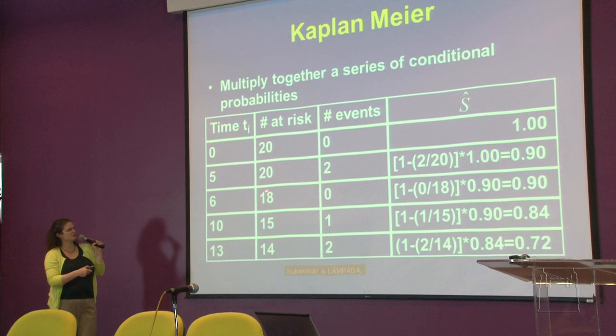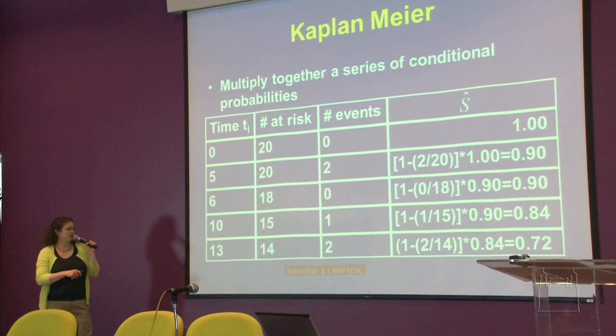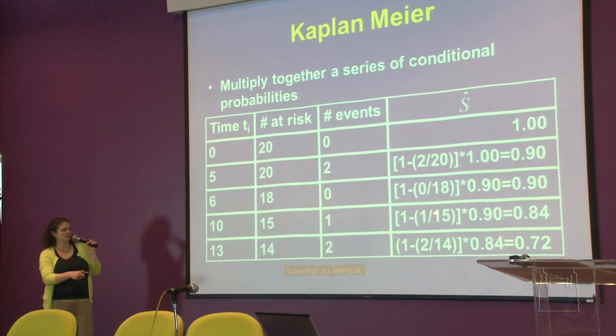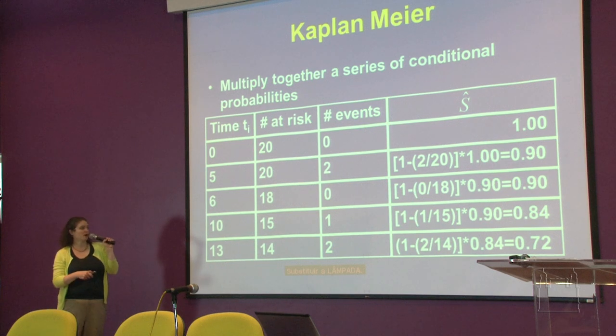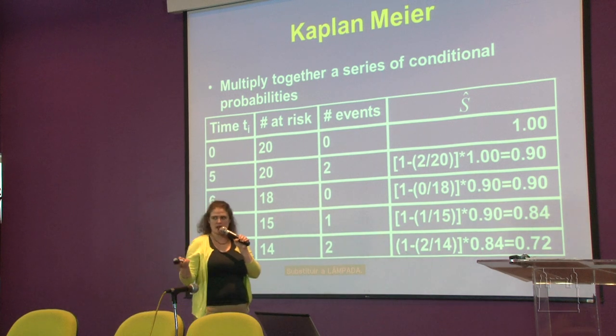You may see little ticks. So why does this go from 18 to 15? Because I had three people who were censored between month 6 and month 10. So I have three people that are censored here. I'm down to 15 people at risk at month 10. One event happens at month 10, so this will be one minus 1 over 15. Those three people that dropped out stayed in until now, but now I'm down to 15, times my previous survival of 90%. I'm down to 0.84. At 13 months, since I had that event, I'm down to 14 people at risk. Two more events occur. I'm 1 minus 2 over 14 times 0.84, which equals a survival probability at 13 months of 72%. That's the simplistic way of dealing with Kaplan-Meier.